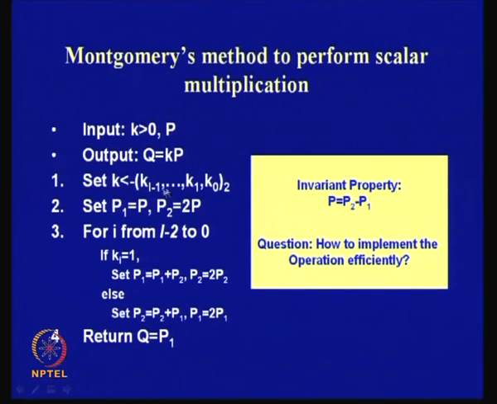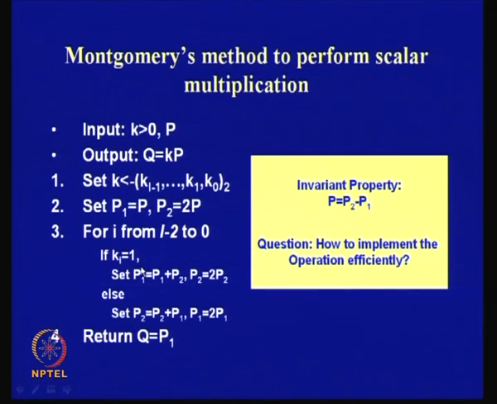I want to compute this kP. So I first set P1 as P and set P2 as 2P. So you see that P2 minus P1 is P. Therefore, we vary i from L minus 2 to 0. This is the MSB-first approach. Then if ki is equal to 1, in P1 you are adding, that is you are doing P1 plus P2, and in P2 you are doubling, that is you are doing 2 times P2.